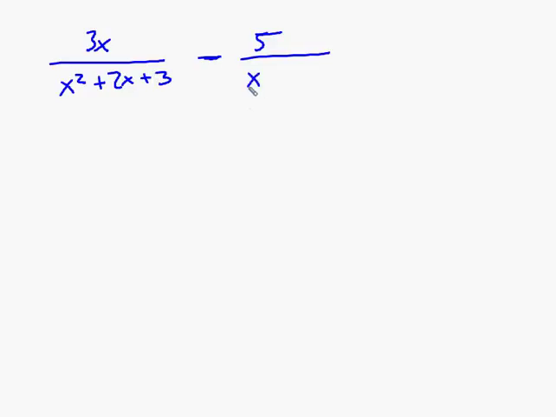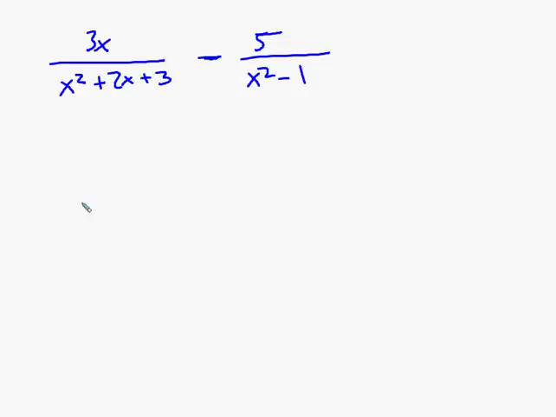Alright, we are almost out of time, and I wanted to make sure that I hit once more the most common type of problem that you'll need to be doing, which is just straight up adding and subtracting these. So let's say we have 3x over x squared plus 2x plus 3. We'll subtract from that 5 over, let's say, x squared minus 1.